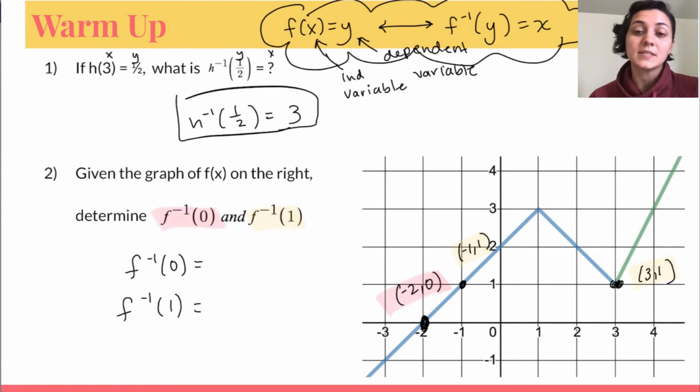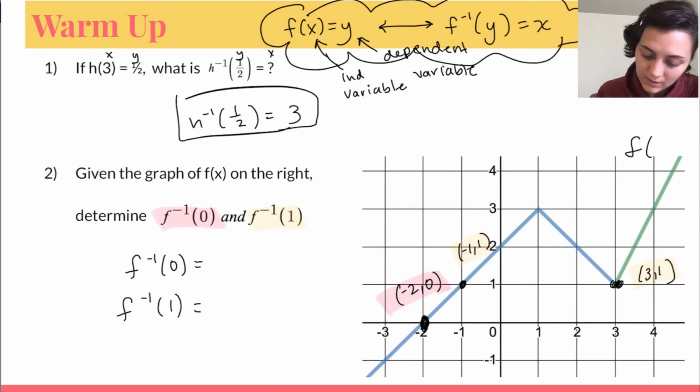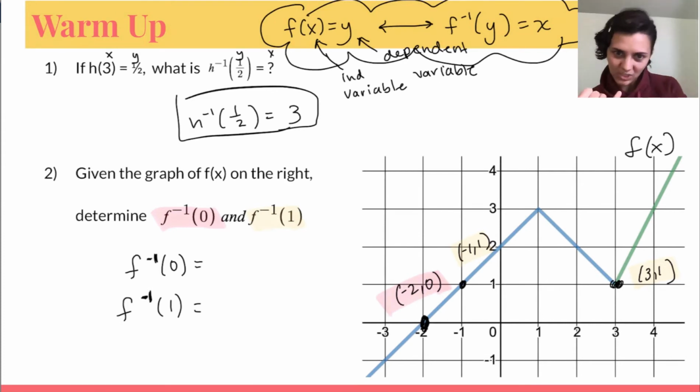Problem 2 is very similar to that, except we're given a graph instead of an equation. This is a graph of f of x, just to be clear, but I'm trying to find values of f inverse. So that means I need to use the x and y points on the graph, but switch them.